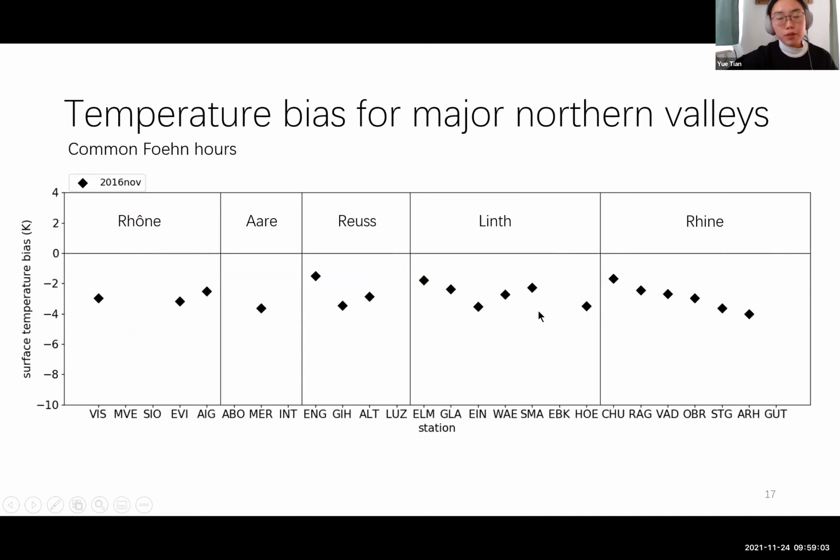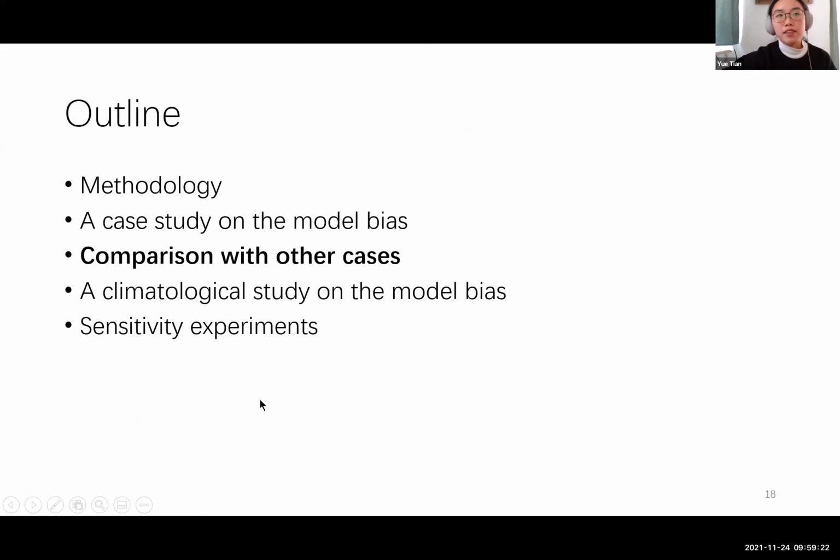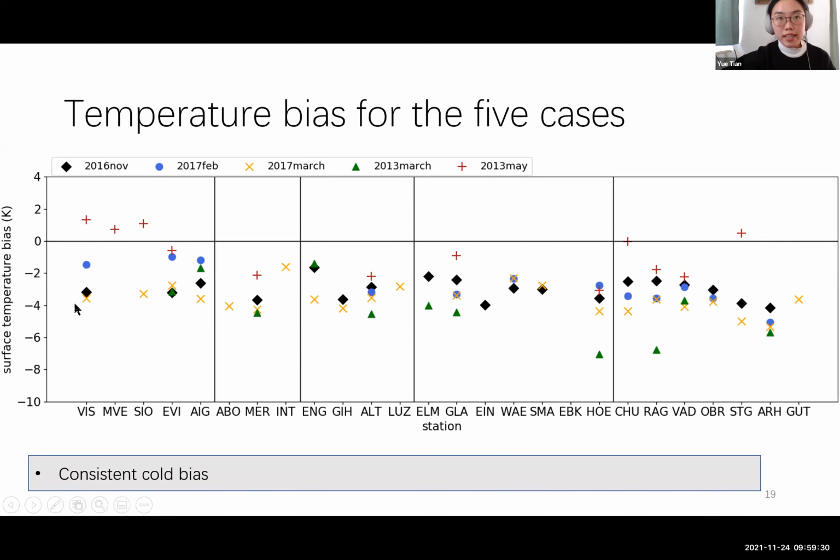And if we involve more stations on the northern side of the Alps, we can see most of them or all of them have a cold bias of around 3 to 4 degrees Celsius. And now let's compare it with the other cases that are chosen in this study. When we involve even more cases, we can still find a cold bias here, even though with different magnitude, but on average still around 2 to 4 degrees Celsius.